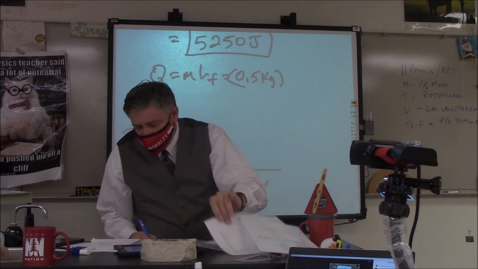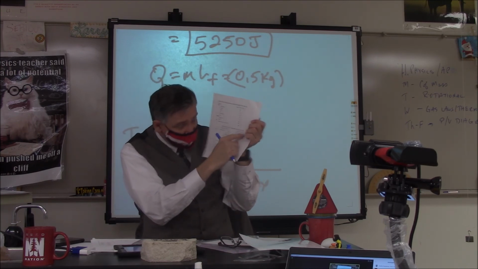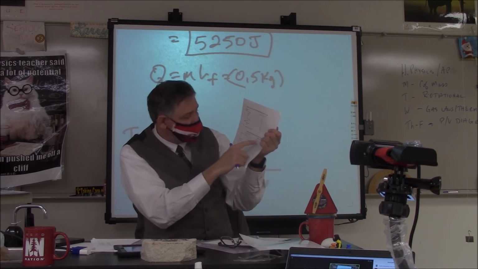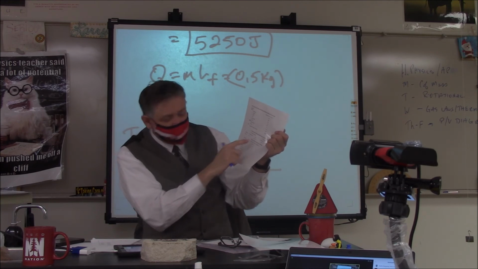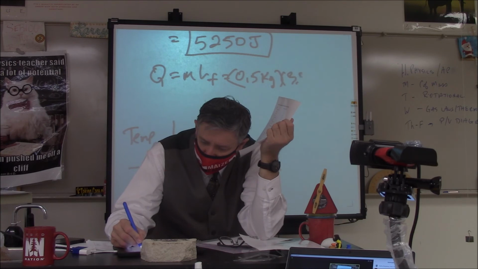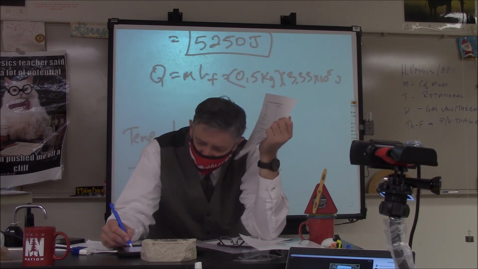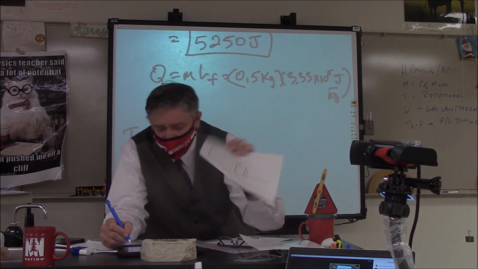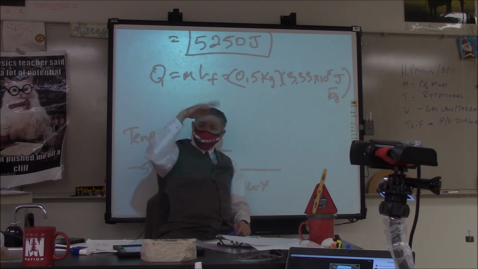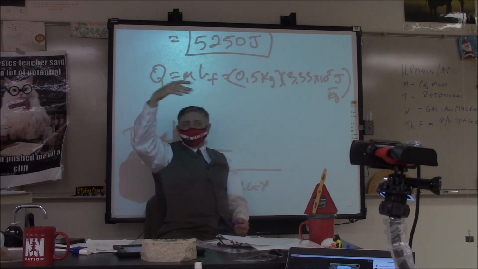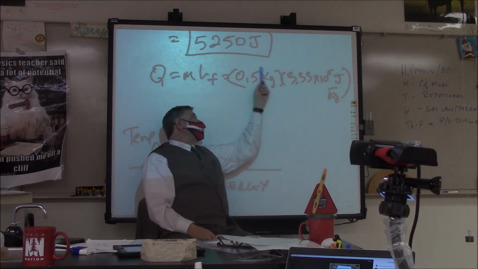If you look on this chart, about halfway down, I've got latent heat of fusion and latent heat of vaporization. Notice with water, that's 3.33 times 10 to the 5th, and look what happens with the units. That's joules per kilogram. Notice that there's no degrees Celsius, because we're not changing the temperature. The only thing that determines how much energy this is going to take is how much mass I have.